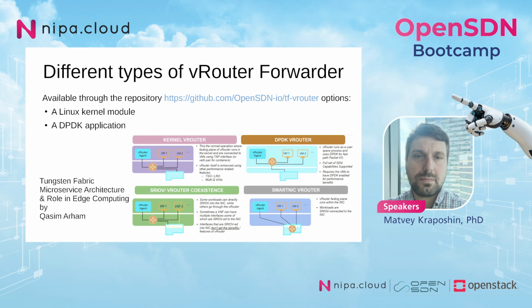There might be two versions of the vRouter forwarder, namely the Linux kernel module, which works in kernel space, and a DPDK application. The DPDK application is faster because we don't use interrupts. We use some kind of polling method, and when we don't waste time on interrupts, we receive better performance.